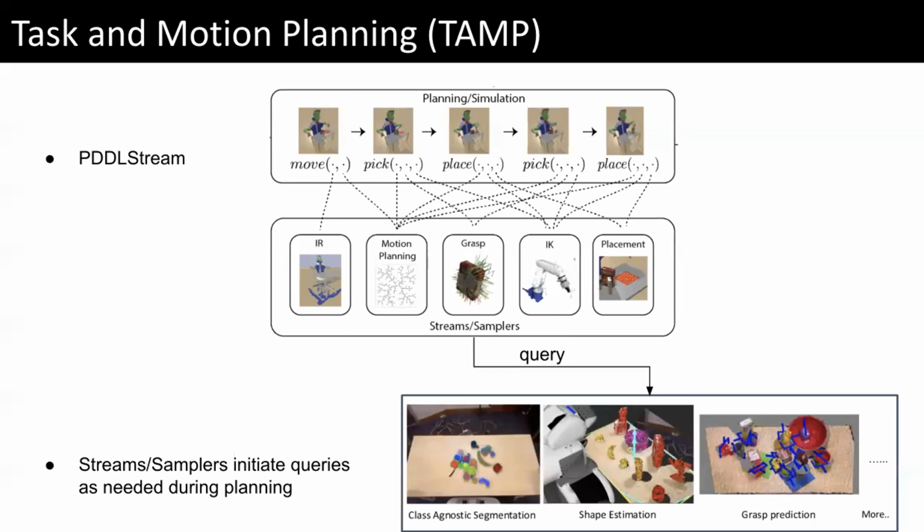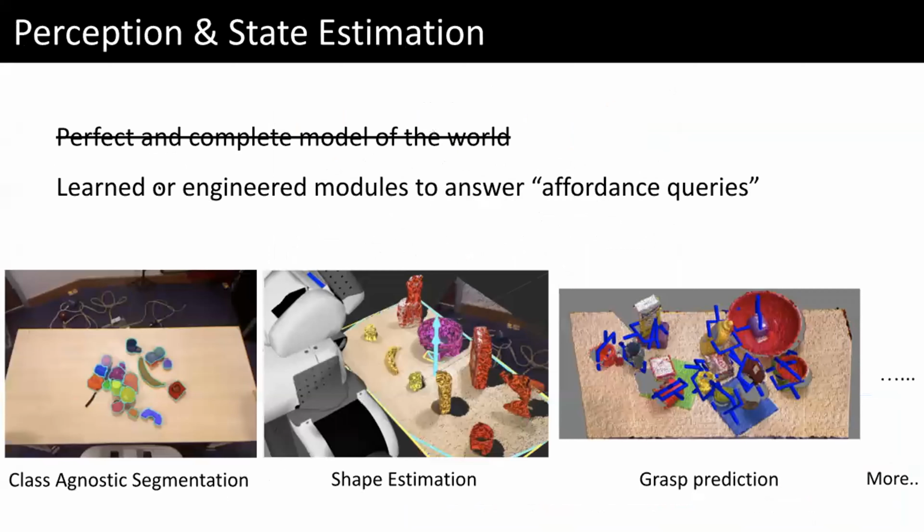The core of our system is a task and motion planner, and we use PDDLStream as a framework to implement that. PDDLStream is a domain-independent framework for planning in mixed discrete continuous systems. During planning, the streams and samplers will be used to initiate queries when needed. Different queries may use different representations of entities, such as point clouds, meshes, or image properties, whichever is most appropriate for a particular query.